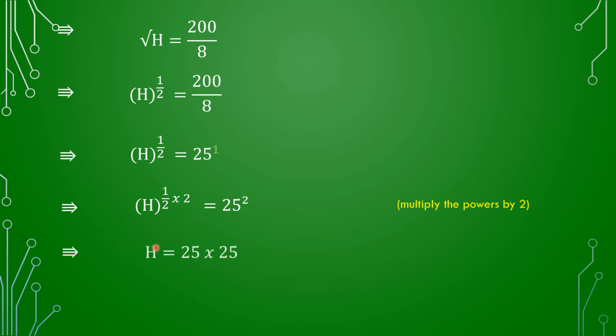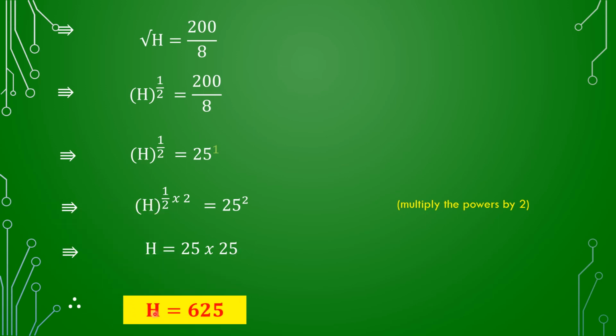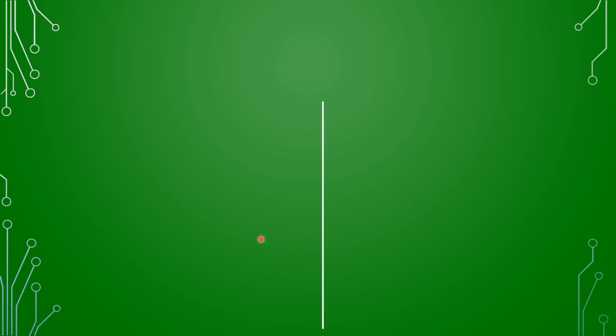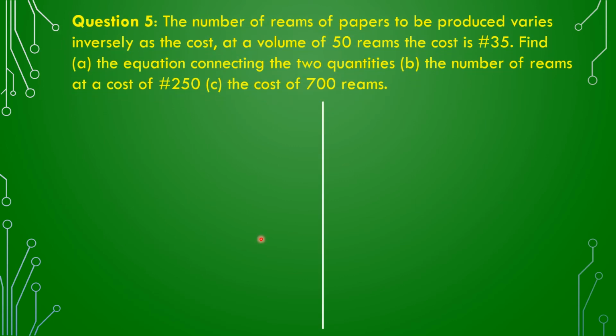Now, if you go further, you have that H is equal to 25 times 25. How? These two will cancel out, leaving H raised to power 1, which is the same thing as what? H. And 25 times 25 is what we have, 25 raised to power 2. So that's why we have this. Now 25 times 25, it simply means that our H is now equal to what? 625.